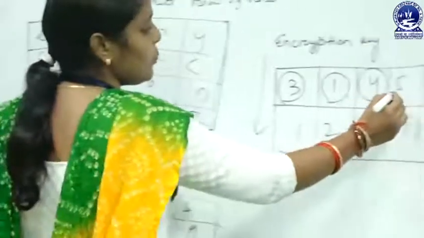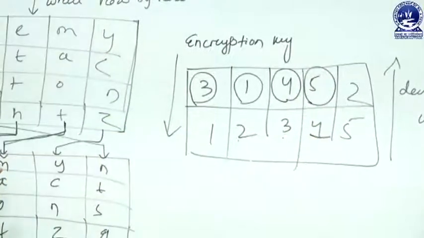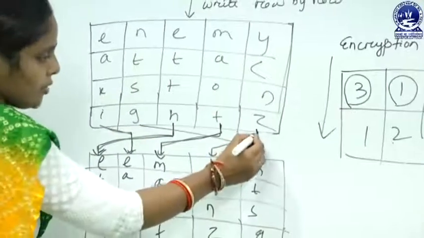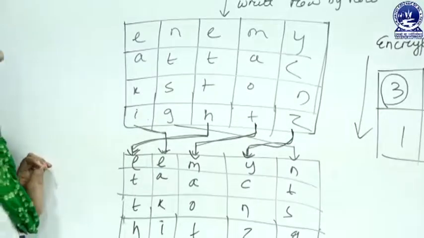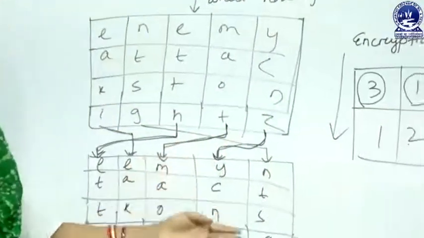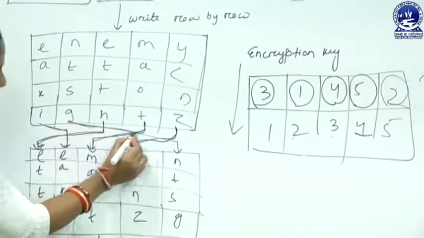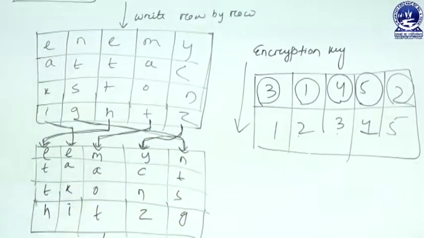Then next one is the fifth column of our plain text, which becomes the fourth column of our ciphertext. Here this is the fifth column of our plain text. Now this column becomes the fourth column of our ciphertext. And the last one is the second column of our plain text, which becomes the fifth column of our ciphertext. Here this is the second column. Now this column becomes the fifth column of our ciphertext.